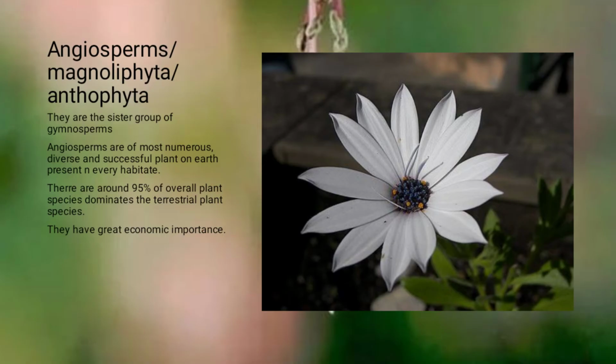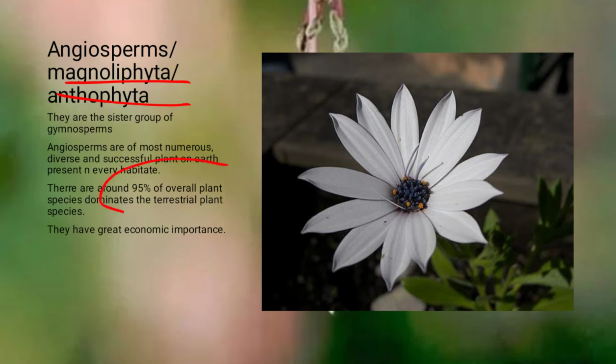Flower is one of the most important features of the angiosperms. All the flowering plants around the earth belong to the division called Angiospermae. Angiospermae is otherwise called Magnoliophyta or Anthophyta, which is considered to be the sister group of the gymnosperms.